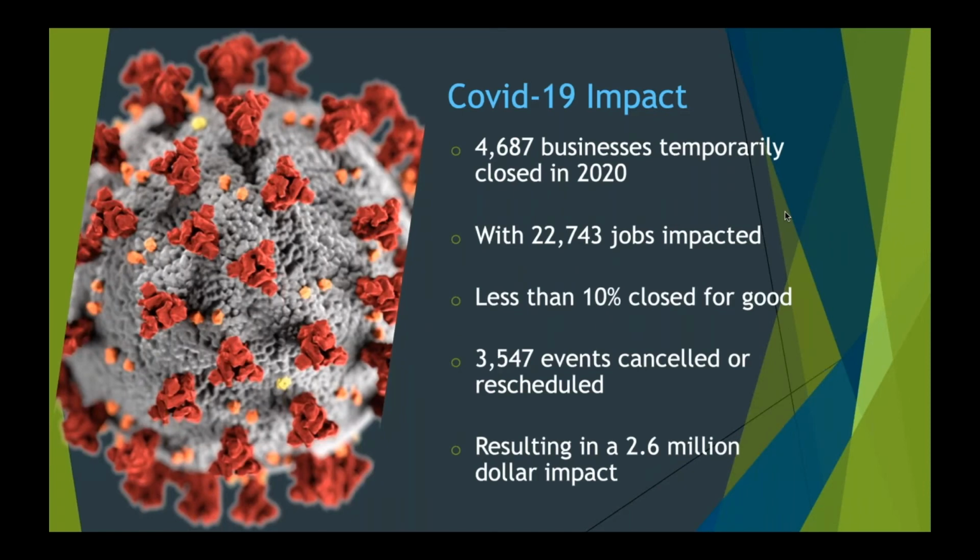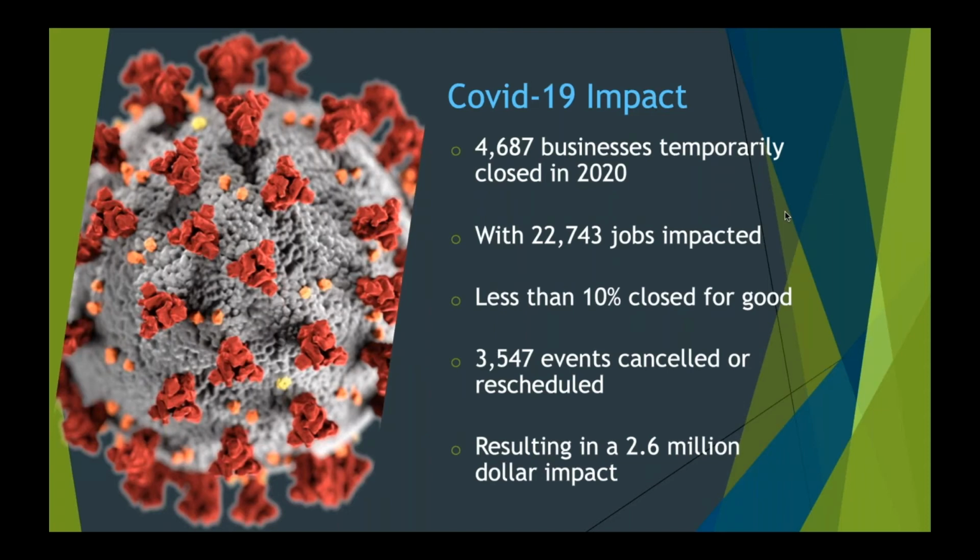So the COVID impact for our Georgia programs was that 4,600 businesses temporarily closed in 2020, and that impacted 22,000 jobs. So 22,000 people that have businesses in downtowns and that are pillars in our community and people we rely on for food and services and all that kind of stuff were temporarily closed and impacted.